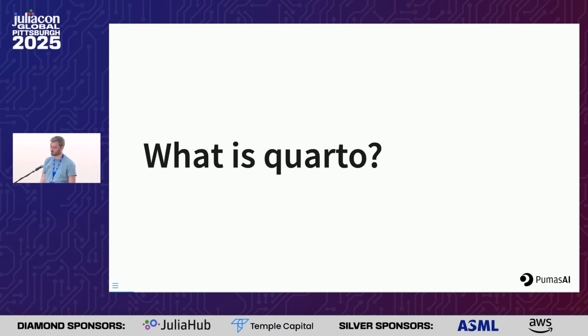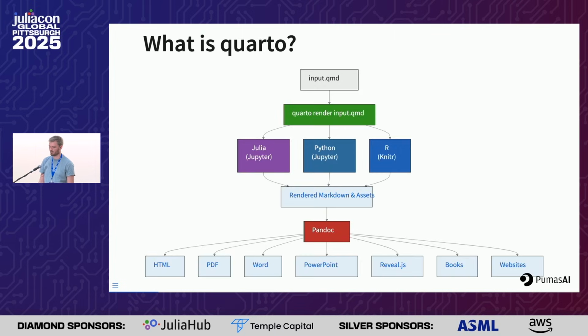So for those who don't know, what is Quarto actually? It's a technical publishing system, so it's supposed to help you create all kinds of documents based on reproducible code, markdown text, and code snippets that are executed, and the results of those are spliced into the final document. So it works like this.